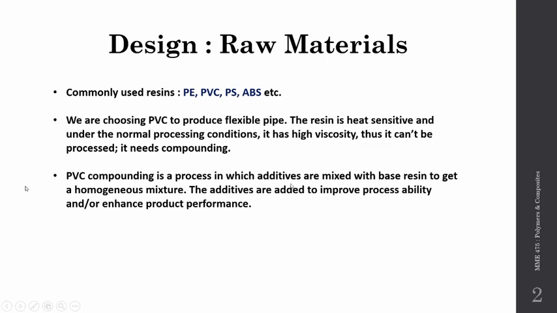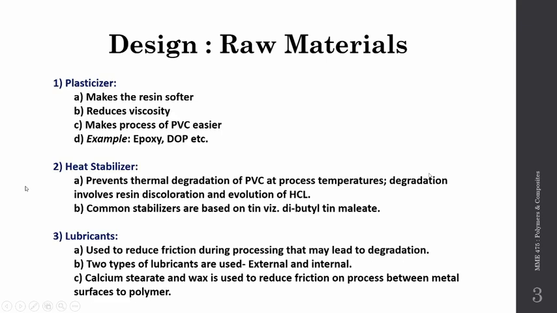In PVC compounding, additives are mixed with base resins to obtain a homogeneous mixture. Additives are added to improve processability and enhance product performance. Now I'll briefly discuss some ingredients that are added to PVC for pipe production.